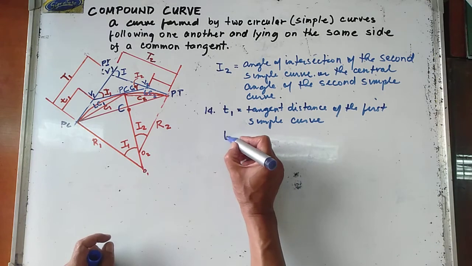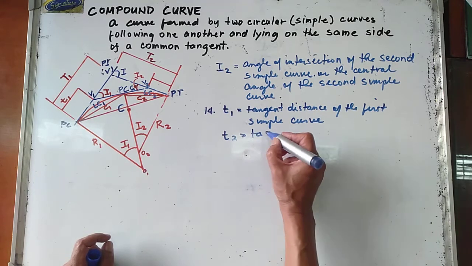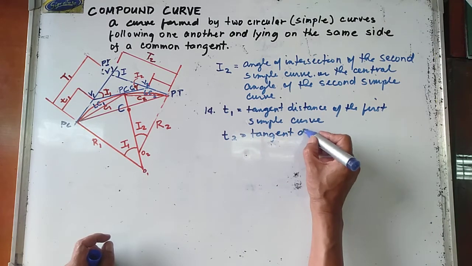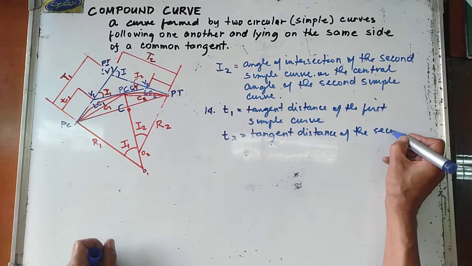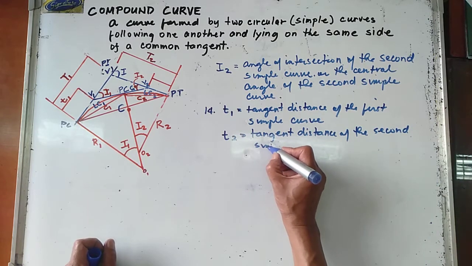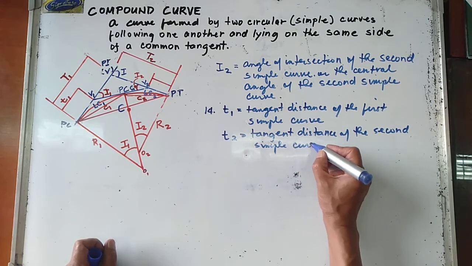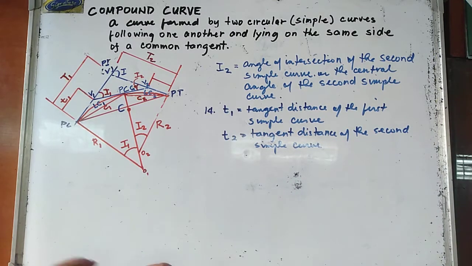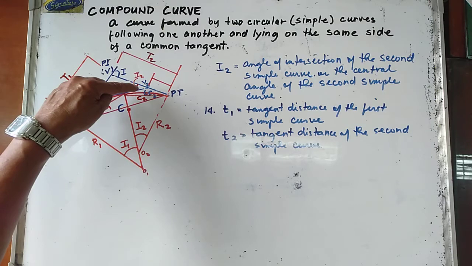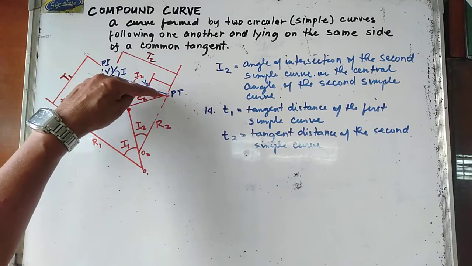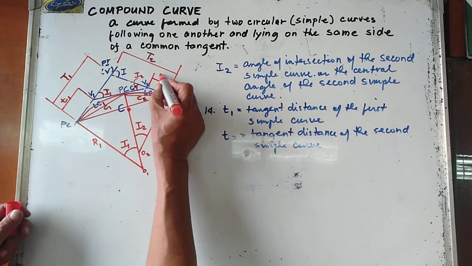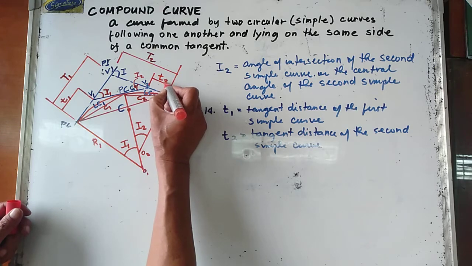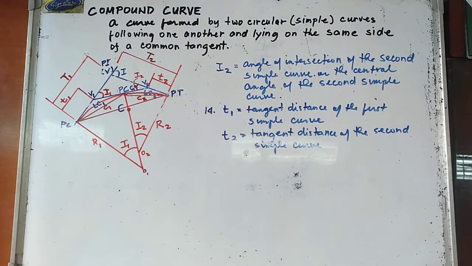Now we also have your t2. That is the tangent distance of the second simple curve, or the distance from the vertex of the second simple curve to the PT of the compound curve. So this is therefore your tangent distance of the second simple curve.